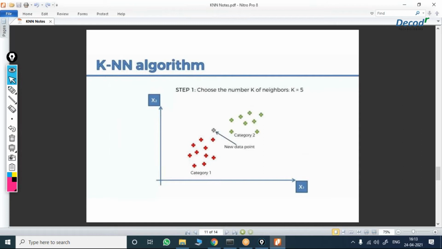So let us take this one. First, in my first step, let us choose k is equal to 5. I'm choosing 5 nearest neighbors. So 5 nearest neighbors means it is going to calculate the distance with each data point. Every data point, this side and this side, it is going to calculate the distance, and it is going to identify which 5 are the shortest distances.